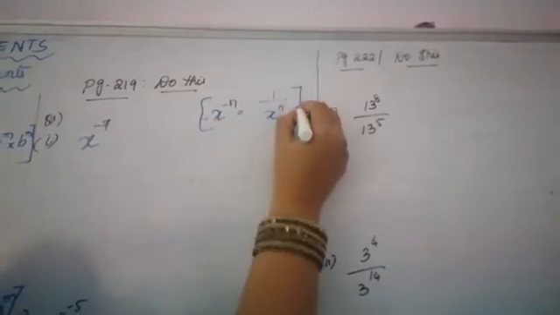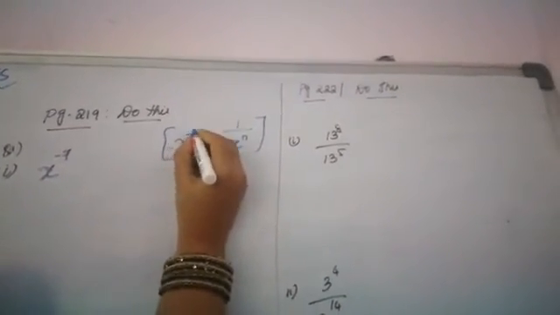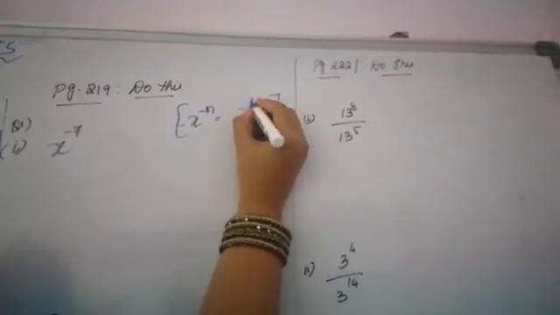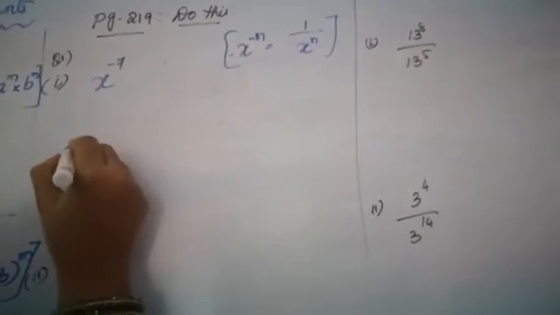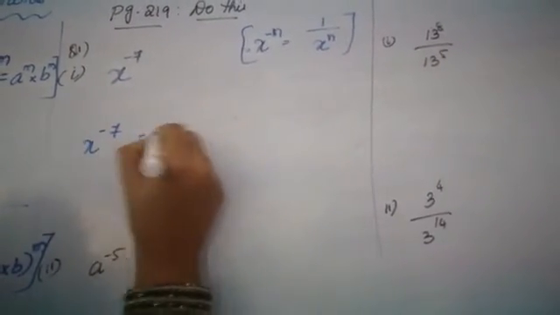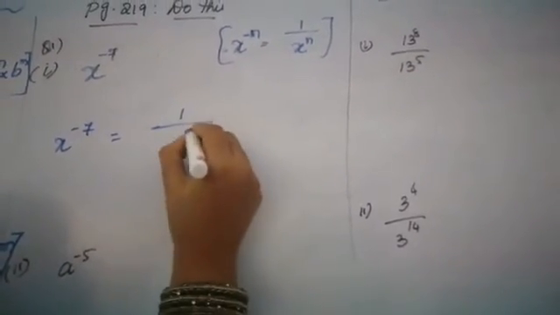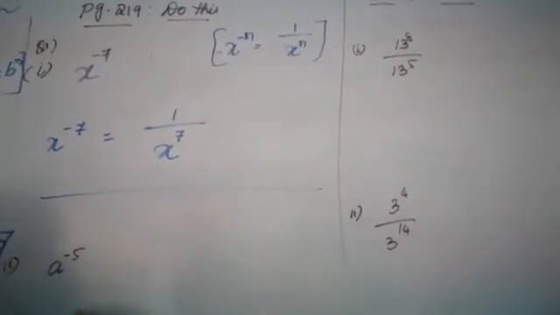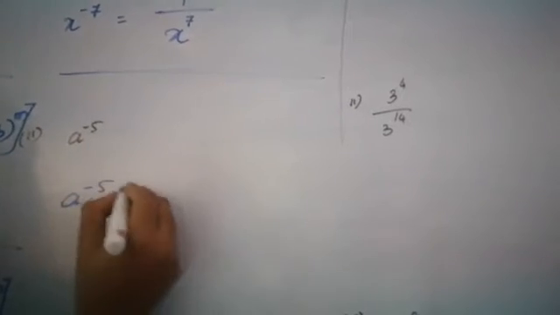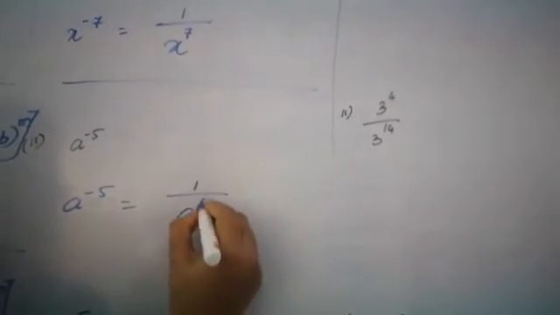What is the law? Whenever there is a negative power, to make it positive, x to the power of minus n is 1 by x to the power of plus n. So, x to the power of minus 7 you can write as 1 by x to the power of plus 7. Negative becomes positive. Now, same as it is, tell me a to the power of minus 5 is equal to 1 by a to the power of plus 5. Isn't it? This law is applicable here.